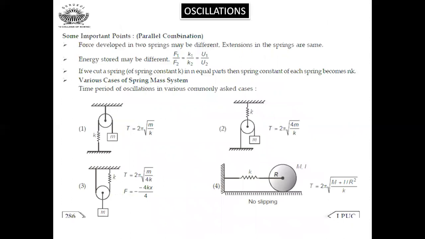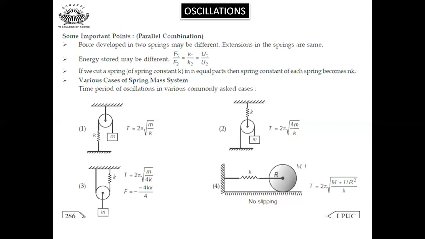T equals 2 pi root of m by k. In the first case, you can see the time period. Then T equals 2 pi root of 4m by k in the second case. Then T equals 2 pi root of m by 4k. F equals minus 4kx divided by 4. Next we have T equals 2 pi root of m plus I by r square divided by k. So this is how we get our equations.